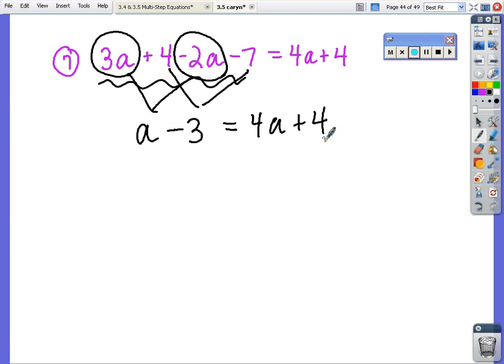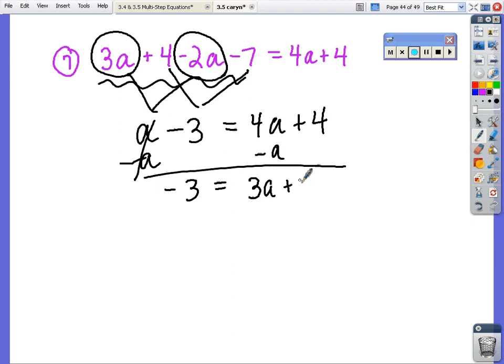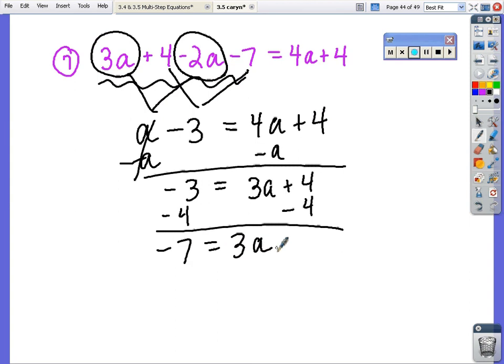Now I'm ready to just move my variables to the same side. So I'm just going to subtract an a, or 1a, on this side, and subtract it on that side, which leaves me with negative 3 equals 3a plus 4. Subtract 4 on both sides, which leaves me with negative 7 equals 3a. And last, I'm going to go ahead and divide both sides by 3. So you're left with a equals negative 7 over 3, which is an improper fraction.